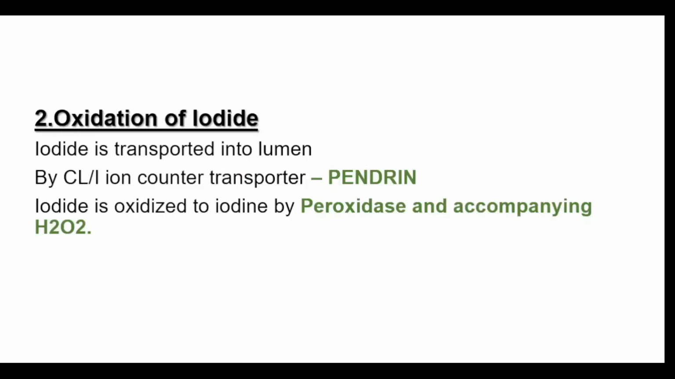The next step is oxidation of iodide. So iodide is transported from the cell into the lumen by a chloride iodide ion counter transporter known as pendrin. So counter transporter means both the ions will be taken in opposite direction. So that's why it is known as counter transporter. If it is in the same direction, then we call it symport. Then iodide is oxidized to iodine by an enzyme called peroxidase along with hydrogen peroxide.